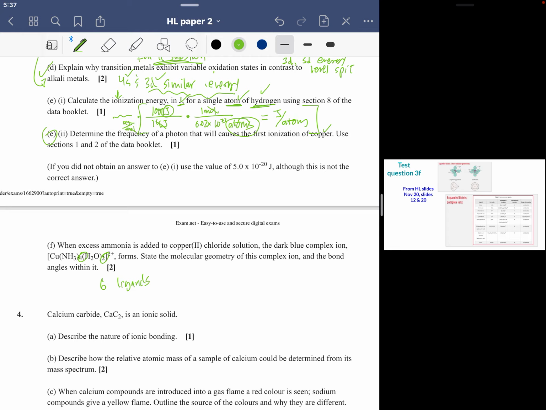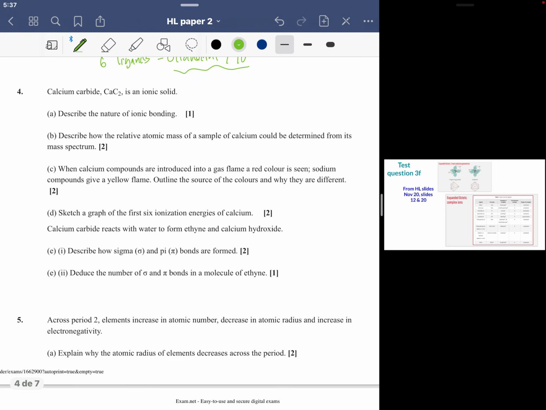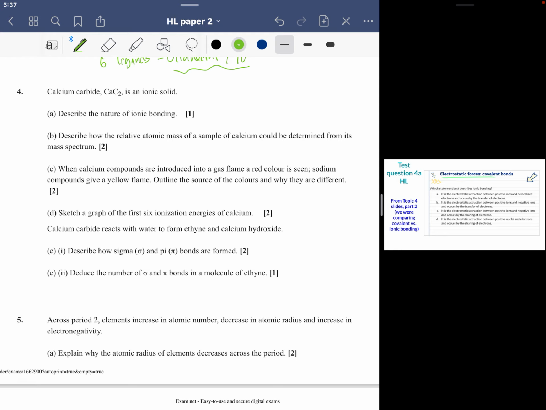So if I have 6 ligands, that means I have 6 electron domains. 6 electron domains is octahedral, and the bond angles are 90. So this is octahedral, 90. And these were shapes and angles that you needed to know from HL time. All right, moving right along, question 4.